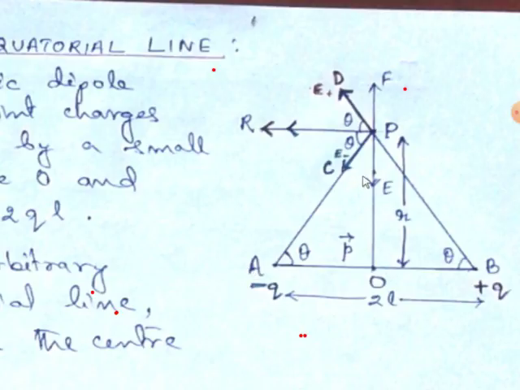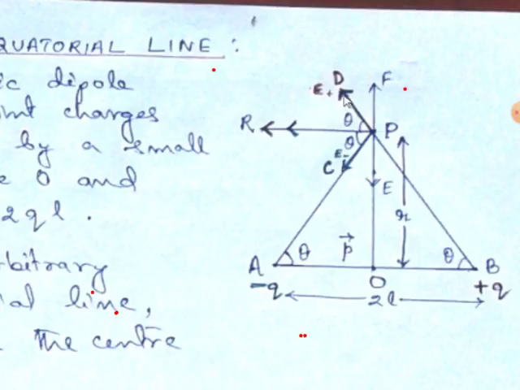So what happened? If this angle is theta, this angle must also be theta, what we call alternate angles. Similarly, this angle will be equal to this angle theta, because this is a corresponding angle, right? So what happened? To find the electric field due to E minus and E plus, what happened?